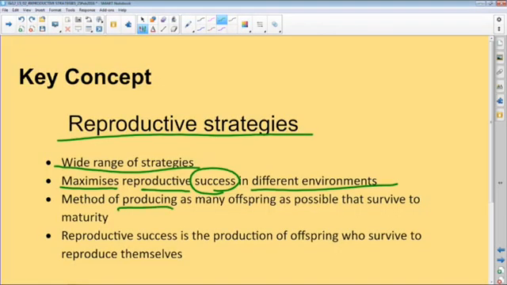Okay? Next one, method of producing as many offspring as possible, right, that survive to maturity. Now, it's one thing having 1 million youngsters. Okay? If you have a look at it, every time that we look at animals that have lots of youngsters, there's a reason for it. Okay? I can't say 90%, but a lot of those babies die out.